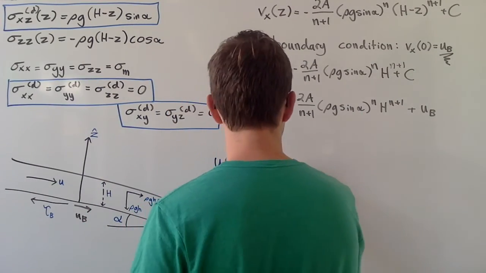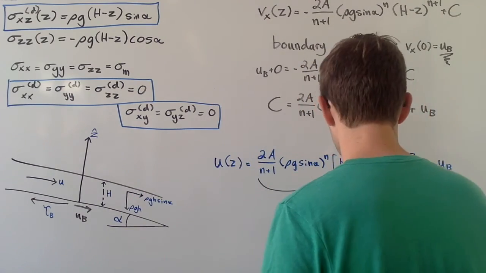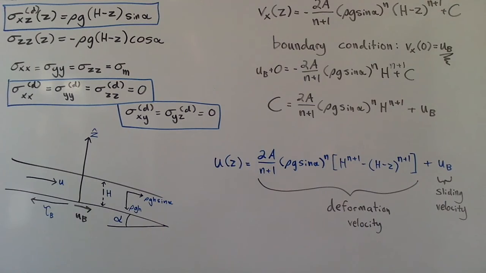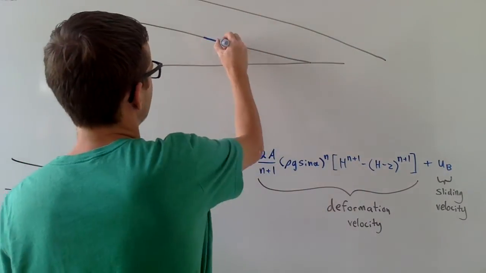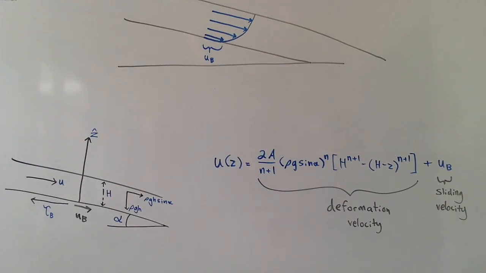We now have an expression for the velocity profile of the interior of our glacier, given by the deformation velocity, which varies with z, and the sliding velocity, which is constant. The approximate shape of this profile is given by the drawing at the top part of the screen. It is important to note that the sliding velocity does not depend on the height of the glacier and therefore is decoupled from our deformation velocity.